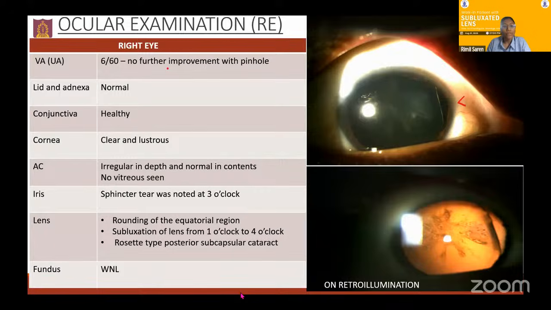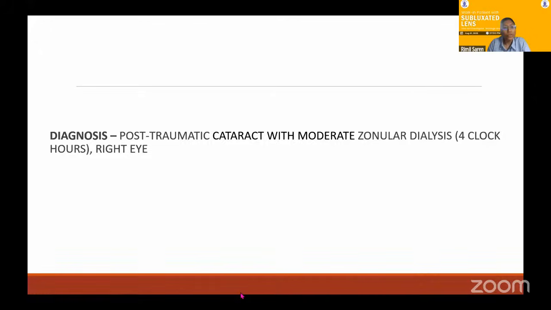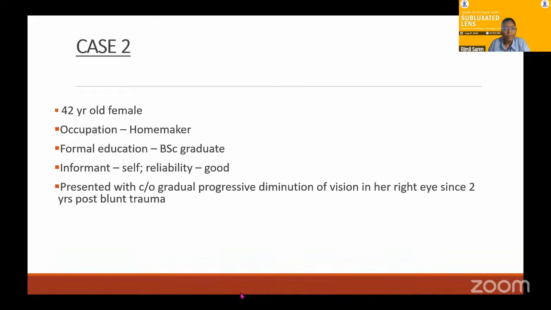On ocular examination of his right eye, his unaided visual acuity was 6 by 60 with no further improvement with pinhole. His anterior chamber was irregular in depth and normal in content. Iris showed an iris sphincter tear at 3 o'clock position. The lens showed a rounding at the equatorial region with subluxation from 1 o'clock to 4 o'clock position and a rosette type of posterior subcapsular cataract. His fundus examination was within normal limit. So the diagnosis made was a post-traumatic cataract with moderate zonular dialysis of the right eye.